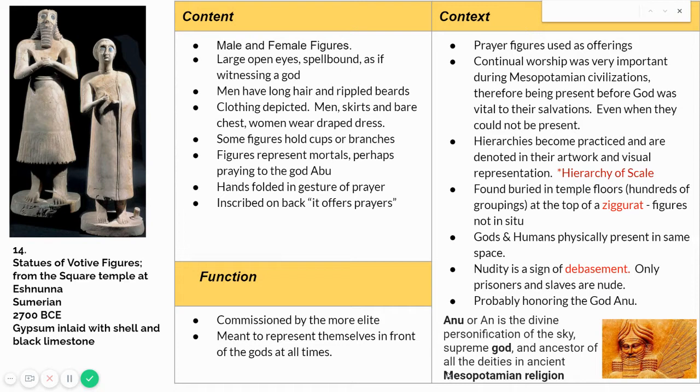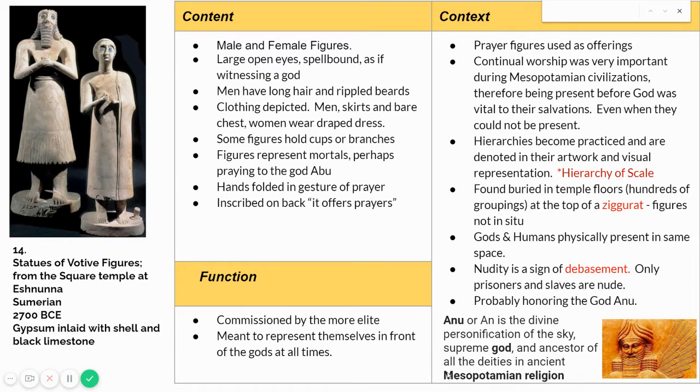So that brings us into some contextual understanding. So we know that these prayer figures were used as offerings, that they provide continual worship, and that it was important during these civilizations because, again, they felt it was important to be present before God in order to sustain their salvation. So even when they could not be present, they put a substitute in place.